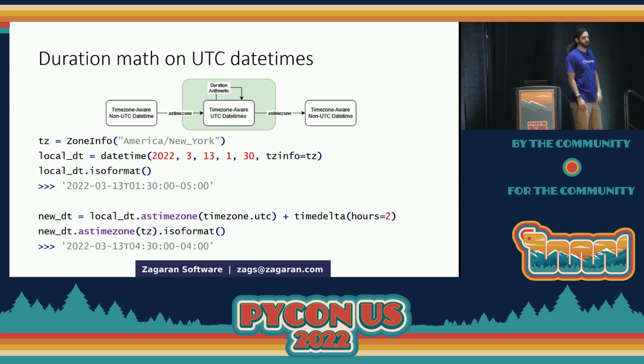Now, one of the reasons that we've done all of this work, finally we can do duration math in UTC. So here's this pesky example from earlier, 30 minutes before daylight savings time in US Eastern. If we astimezone that into UTC, we add 2 hours, and then we astimezone that back into US Eastern, we get the correct 2 hours later datetime of 4:30 in the morning. And notice that 4:30 is 2 hours after 1:30 because the UTC offset has changed by 1 hour.